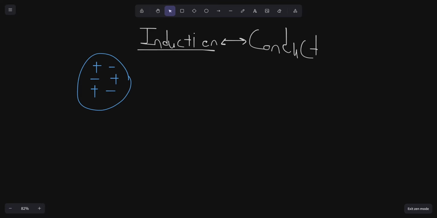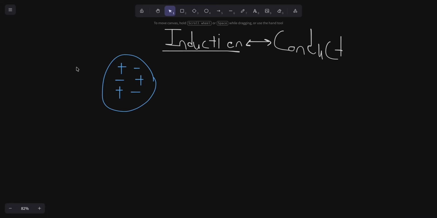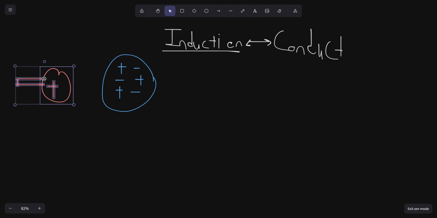Let's talk about charging by induction versus conduction. Charging by induction involves placing a charge near an object, but not touching it. So for example, let's say I place a charge near this object right over here. So there's like a charged lollipop. I place this positive charge near this object, which has both positive and negative charges. What's going to happen to this object?